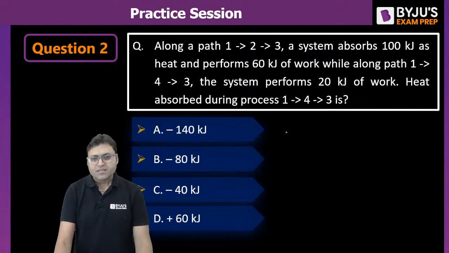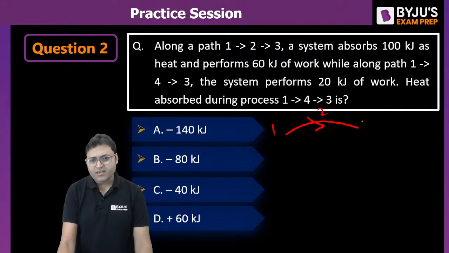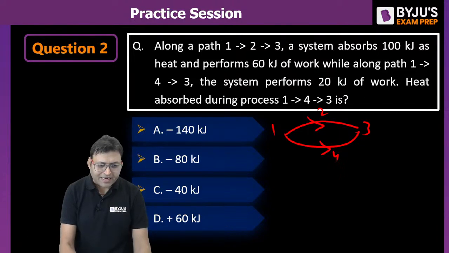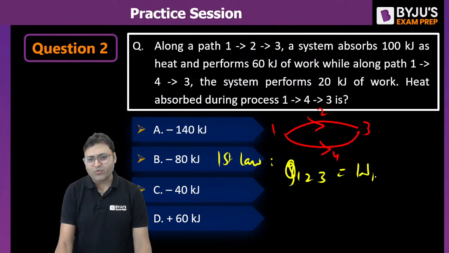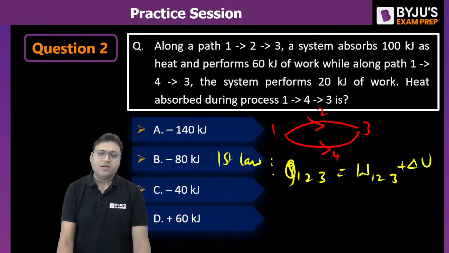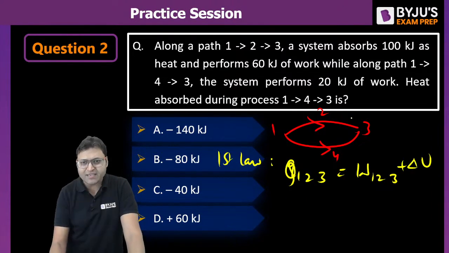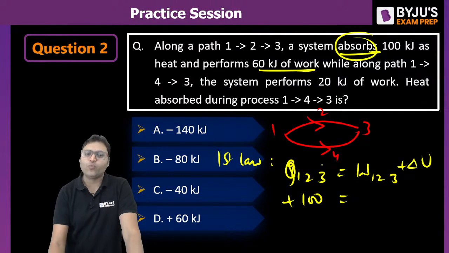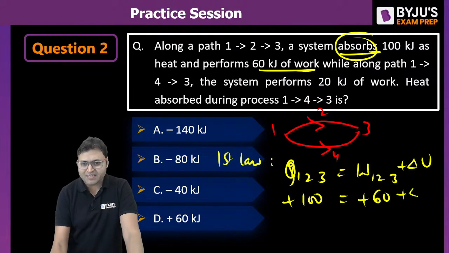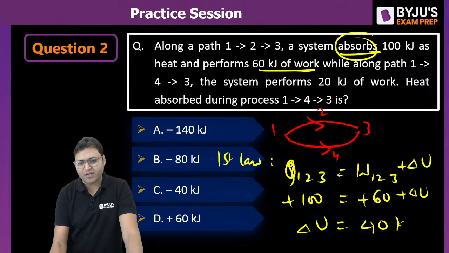Can you see? There are process 1, 2, 3 and there is another process 1, 4, 3. So if we write the first law of thermodynamics, then we can say Q123 is equal to W123 plus delta U. What is the value of delta U? Q123 is given as the system absorbs 100 kilojoule. Heat added to the system is positive, and performs 60 kilojoule of work. Work done by the system is again positive, plus delta U. So delta U will be equal to 100 minus 60, that is plus 40 kilojoule.